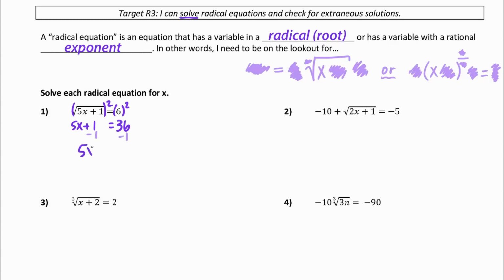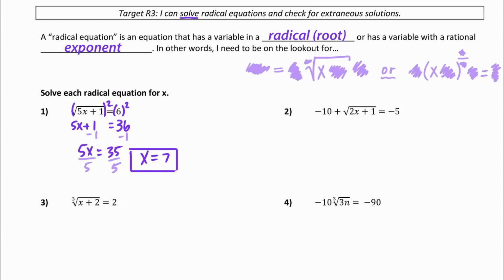So we subtract 1, and we end up getting 5x equals 35. Now we know how to get rid of the 5 by dividing, and in the end, x is equal to 7. If you weren't sure about this and you wanted to double check, you can always take this value and substitute it back in for x. 5 times 7 is 35. Add 1 to that to make 36. Square root of 36, and you end up with 6.